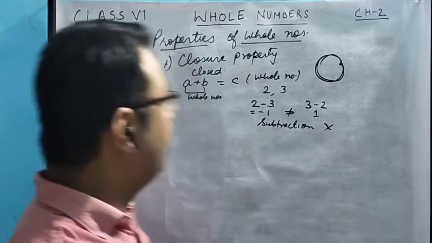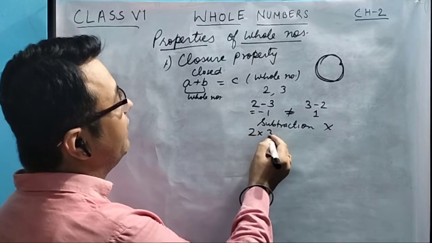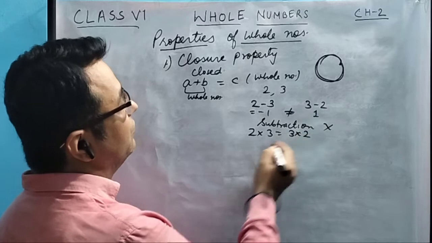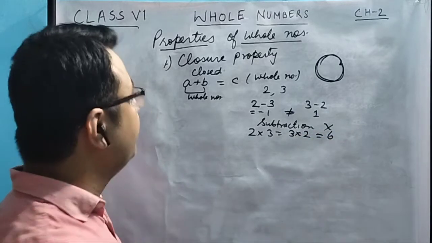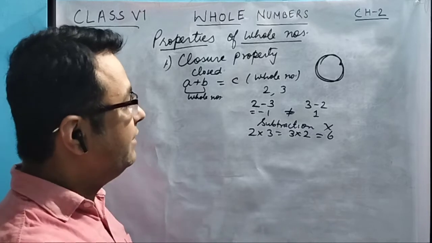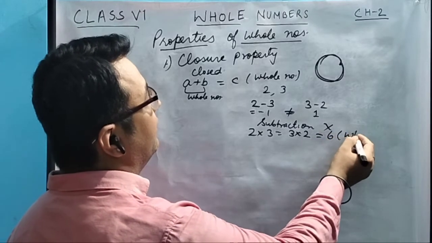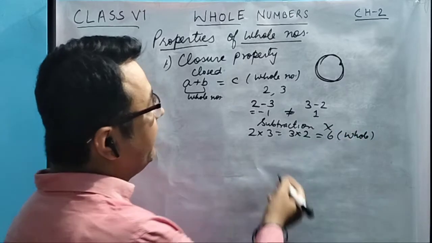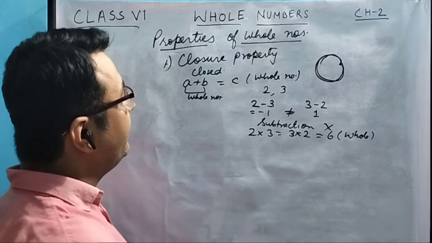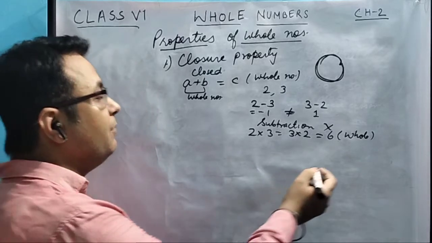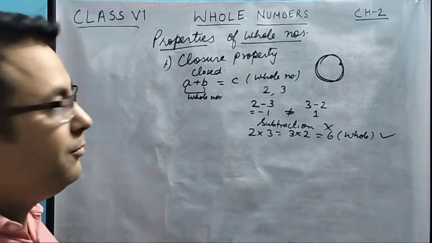Let's check for multiplication. 2 into 3 is same as 3 into 2. In either way we multiply, we will get a whole number only. If we multiply 2 by 3 and 3 by 2, we will get 6, and it's a whole number. So multiplication of whole numbers satisfies the closure property.